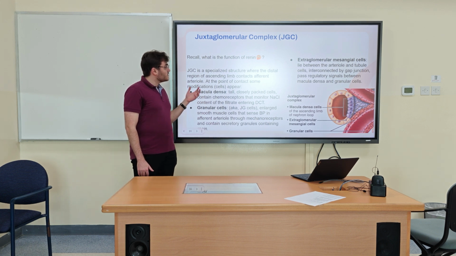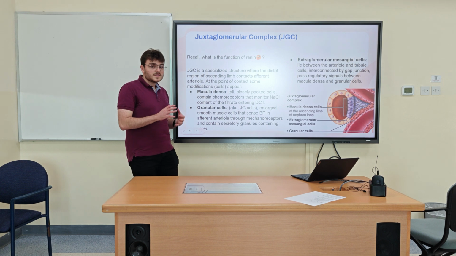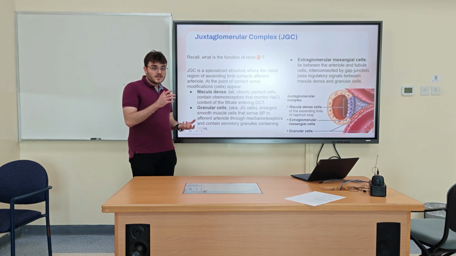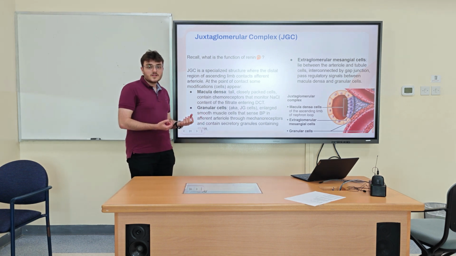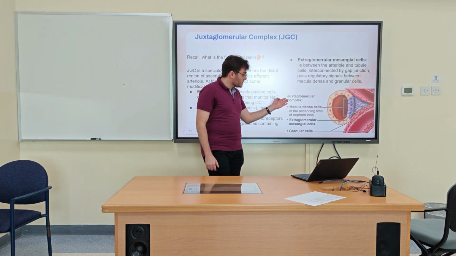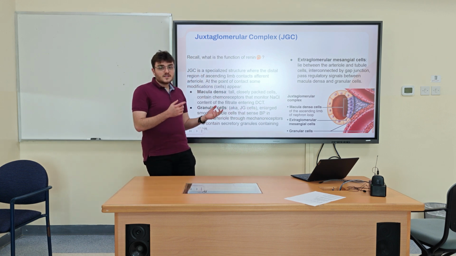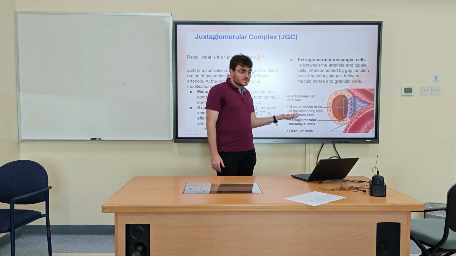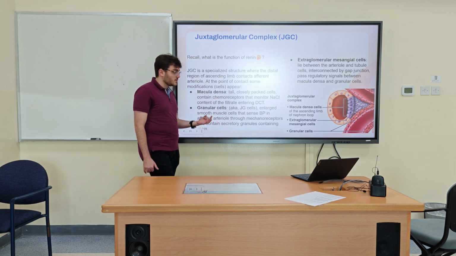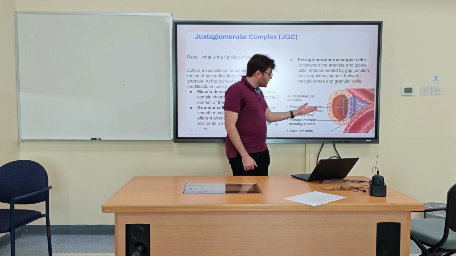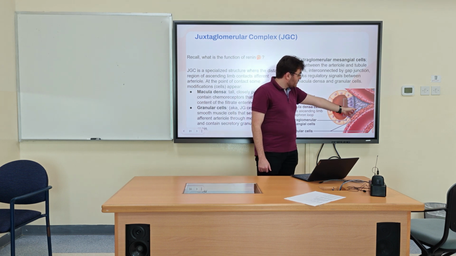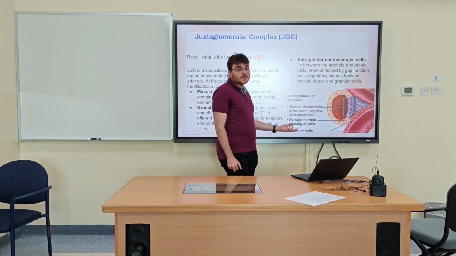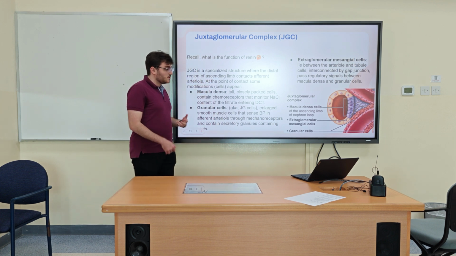So the juxtaglomerular complex is a modification of cells that occurs in the distal region of the ascending limb. So what does that mean? Before the DCT forms, the ascending part of the nephron loop forms this complex, the juxtaglomerular complex. And this touches the afferent arteriole. So what is this complex made of? It's made of three types of cells. One type is found within the ascending limb, one type is found in between, and the last part is the granular cells, the ones found in the afferent arteriole.